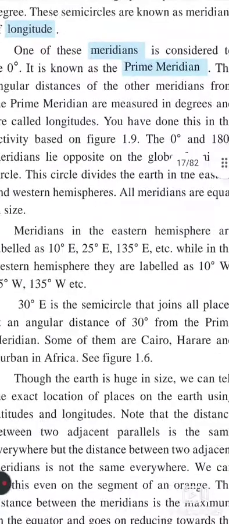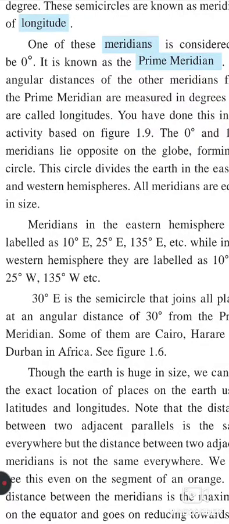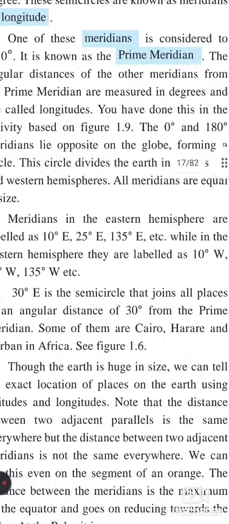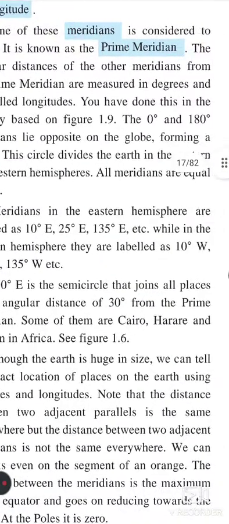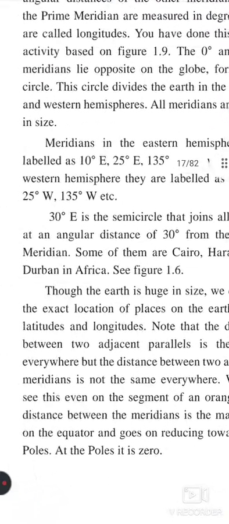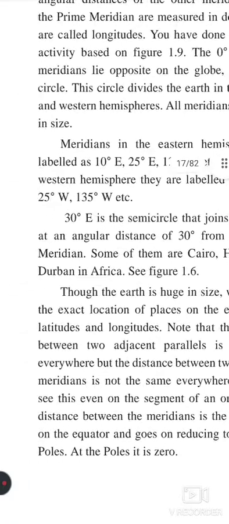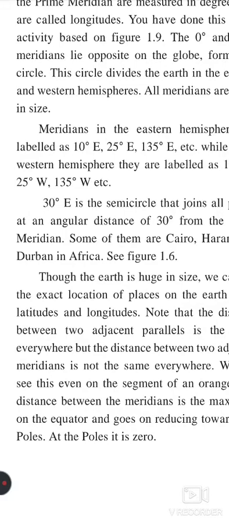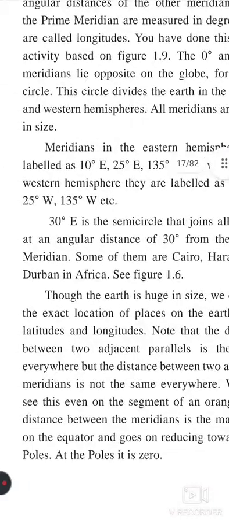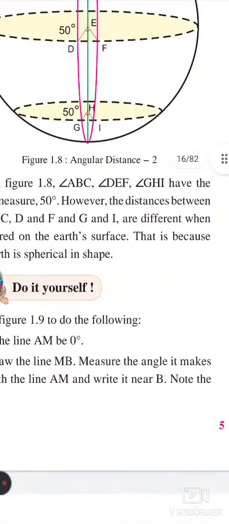Meridians in the eastern hemisphere are labeled as 10 degree east, 25 degree east, 135 degree east, etc., while in the western hemisphere, 10 degree west, 25 degree west, 135 degree west, etc. 30 degree east is the semicircle that joins all the places at an angular distance of 30 degrees from the prime meridian. Some of them are Cairo, Harare and Durban in Africa. It is shown in figure number 1.6.